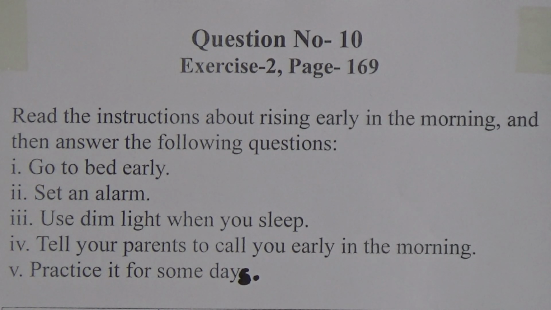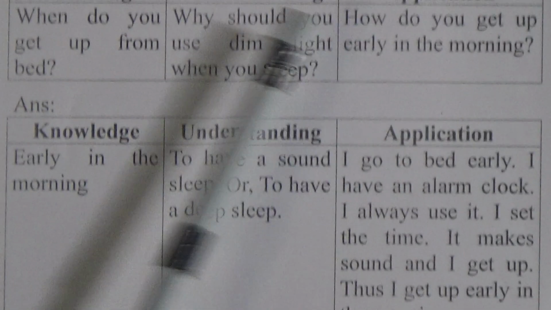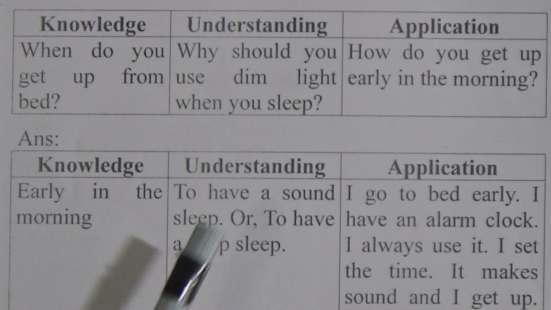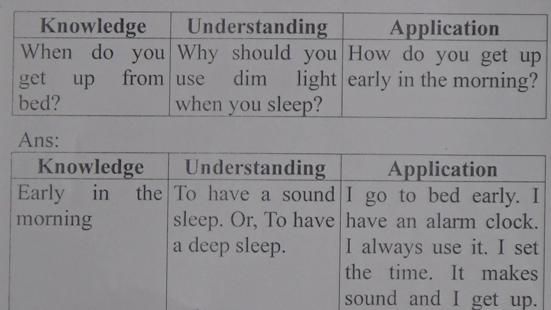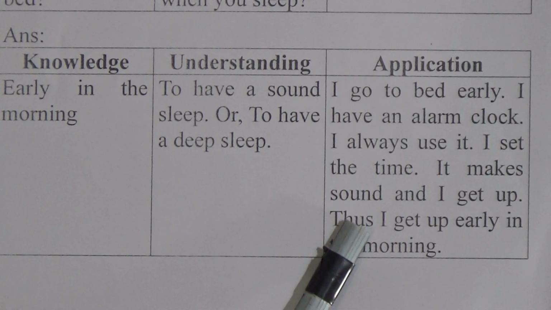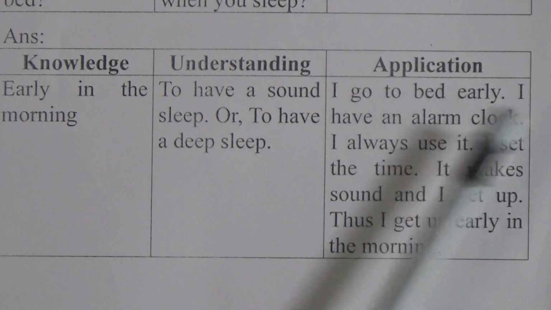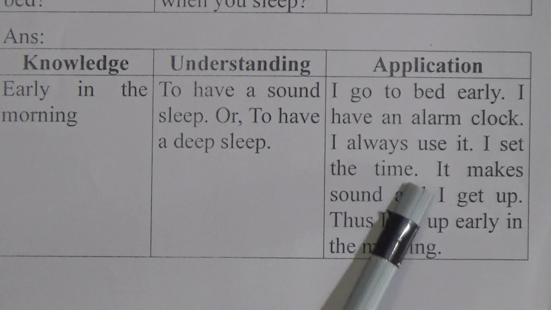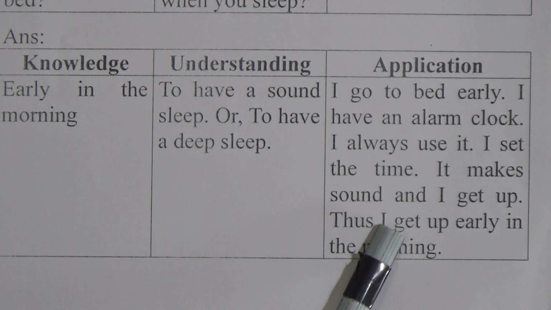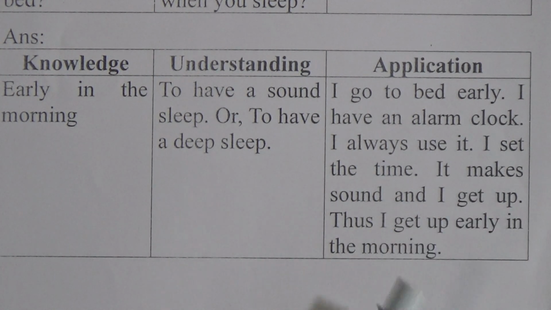Answer: early in the morning. When do you get up from bed? Early in the morning. Next, why should you use dim light when you sleep? To have a sound sleep or to have a deep sleep. You can write any one. Last, the application based question answer. I go to bed early. I have an alarm clock. I always use it. I set the time. It makes sound and I get up. Thus I get up early in the morning.